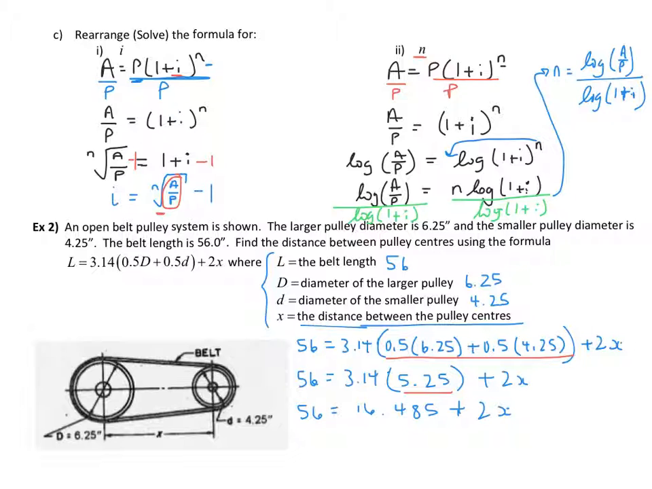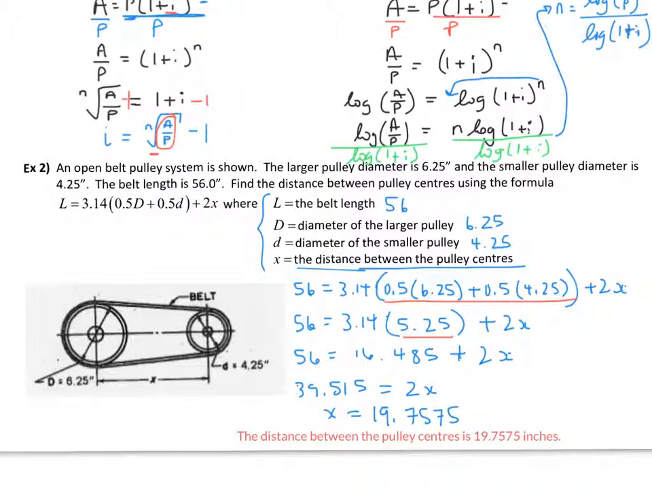So then I would subtract that 16.485 from both sides. So I just made it negative and added it to the 56, and I got 39.515, and that's equal to 2x there. Then divide both sides by 2, and I get 19.7575. So x is equal to 19.7575. Okay, so I'll just write a therefore statement. Therefore the distance between the pulley centers is 19.7575 inches.